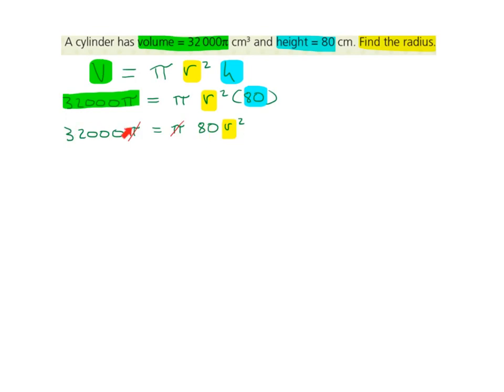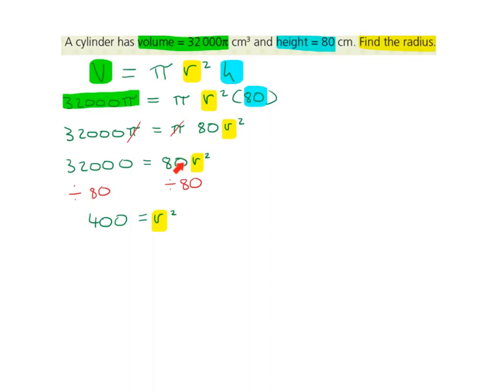So we're going to bring down the 32,000 and leave out the pi. Bring down the equals and bring down the 80r squared. So we want to get the r on its own. So we have 80 stuck in front of it and we also have a squared. So we're going to first of all sort out the 80 that's stuck in front of the r. So we're going to divide both sides by 80. And 32,000 divided by 80 is 400.